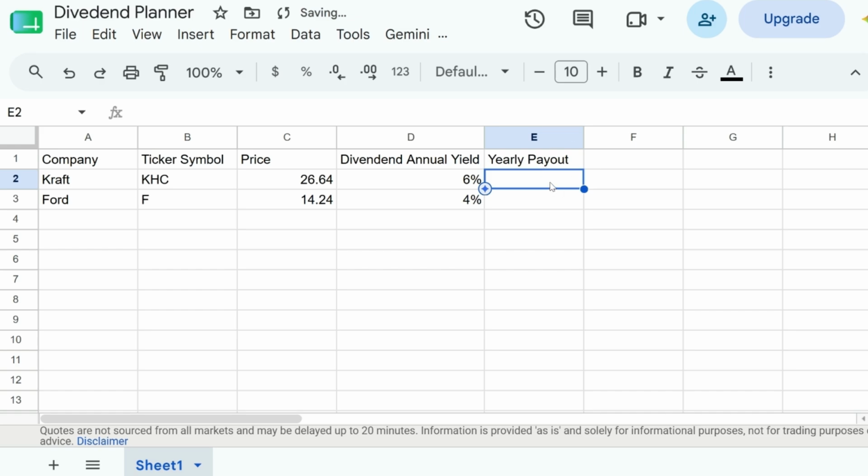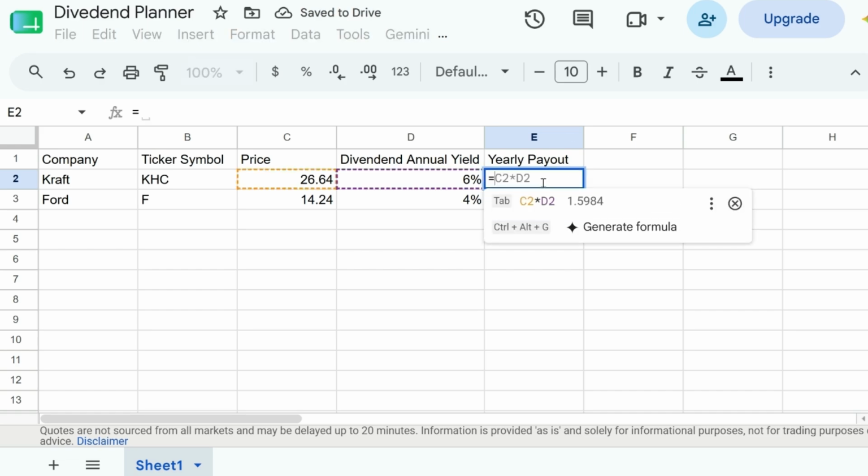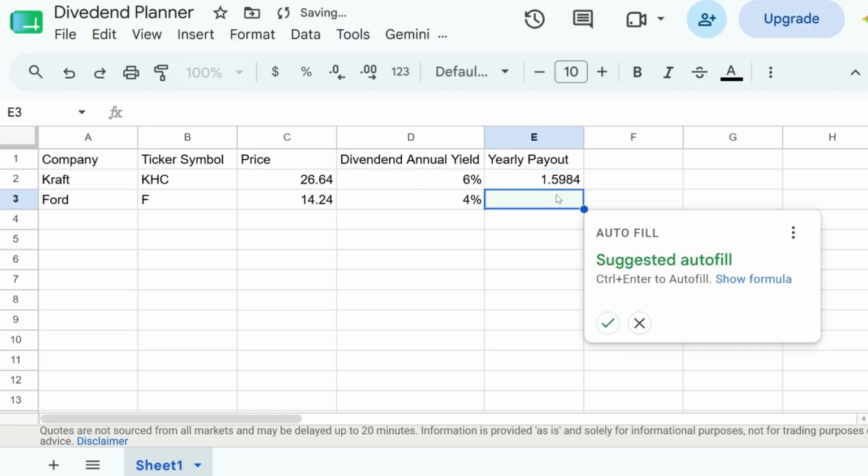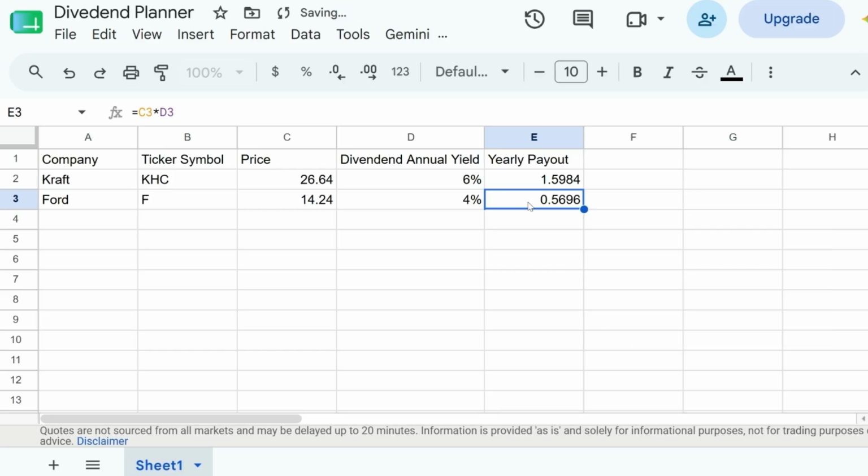So we're just going to put a formula in and it automatically did it for me. We're going to calculate the dividend yield by the price, and it's going to be $1.59. So if you own one share of Kraft at the end of the year, you get $1.59. If you own one share of Ford, you get 56 cents.